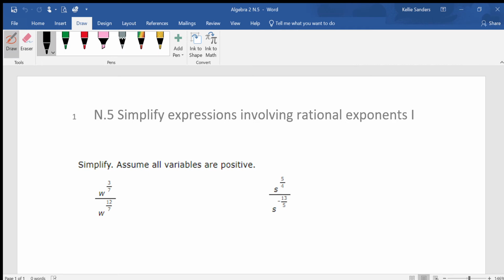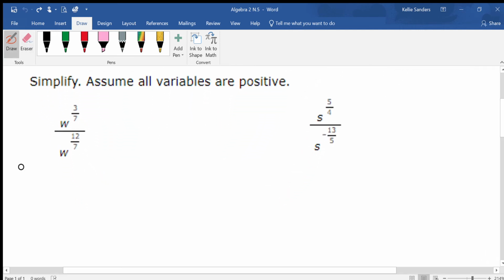In N5, simplify expressions involving rational exponents, part 1, and in N6 we'll do part 2. On this one, it's pretty much just a review of N3, along with N2. So let's see what we can undo, and load that up. Okay, here we are.